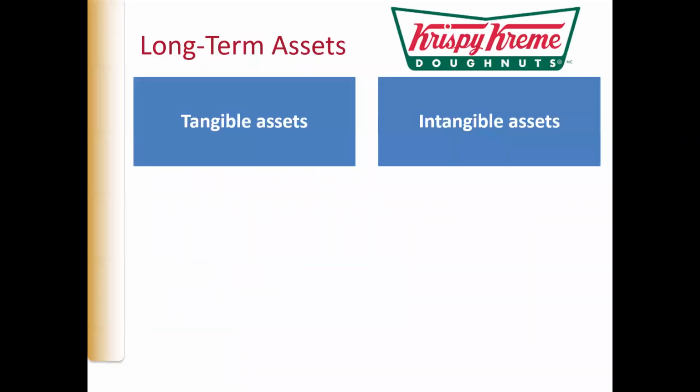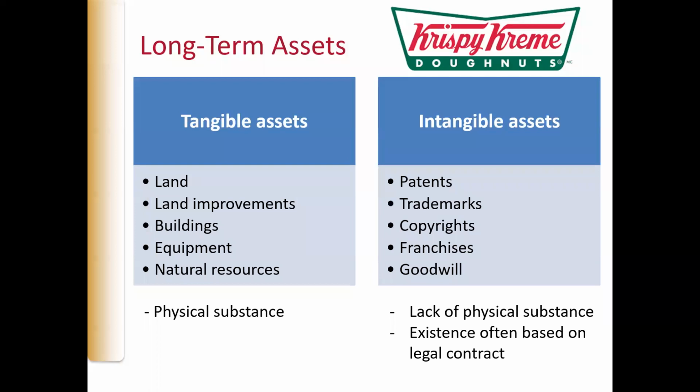Okay, guys, there are long-term assets that are physical in presence, which we call tangible assets. And there are long-term assets that you cannot see that we call intangible assets. Tangible assets include those things you can clearly touch and feel: land, improvements of land, buildings, equipment, even natural resources. You can see them. They have a physical substance.